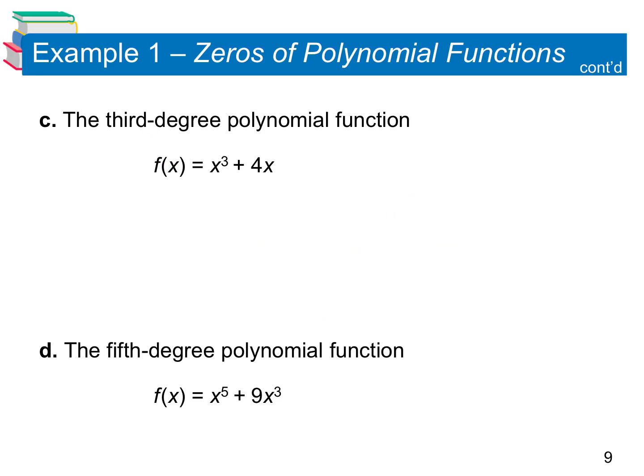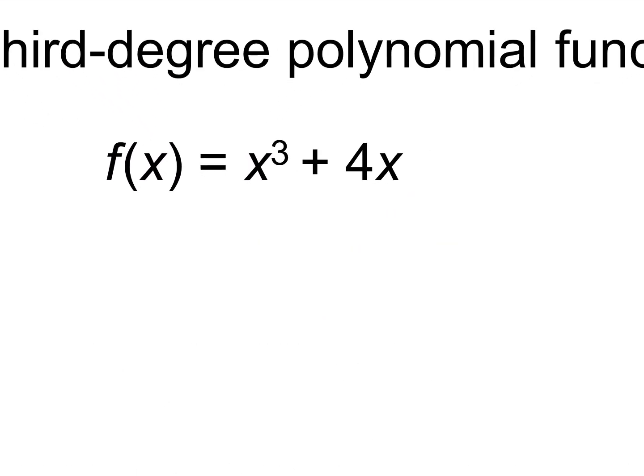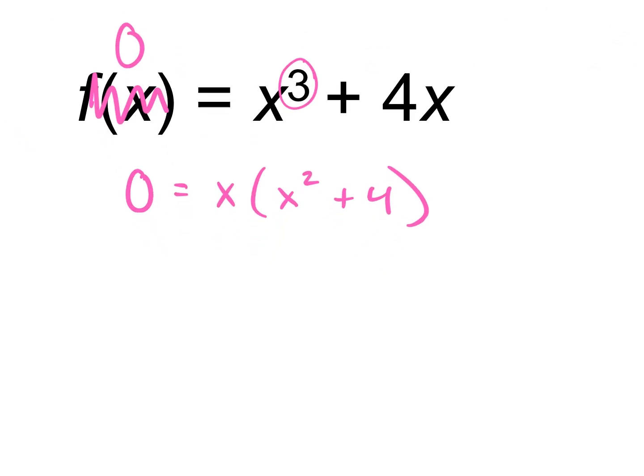How many solutions are we going to have for C? 3. We're going to have 3 answers. So what would we do first here? Take out an x. We have 0 equals x times x squared plus 4. Now can we factor this anymore? Why not? Because it's not -4. It's not the difference of squares. It's a plus. When there's a plus in between your 2 perfect squares, you cannot factor it anymore.